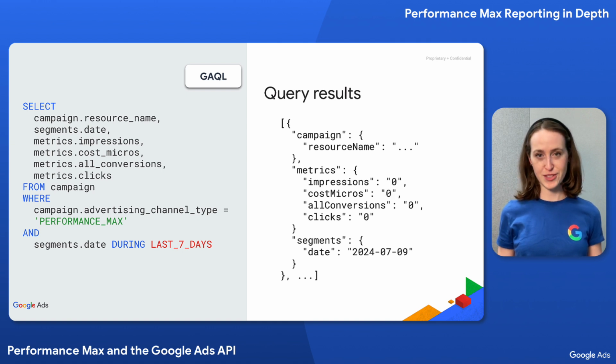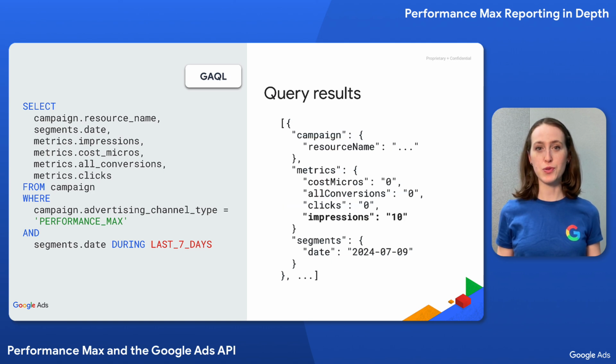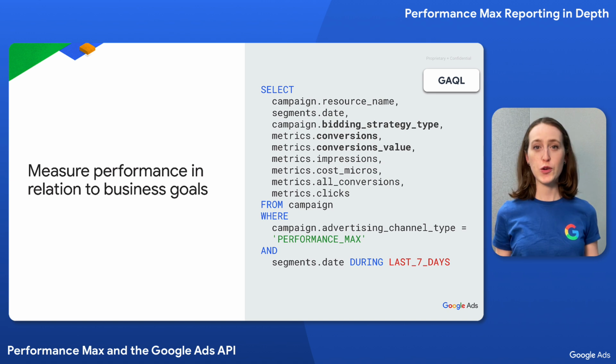For example, suppose my campaign had no impressions, clicks, conversions, or cost for July 9th, 2024. Because all of the selected metrics are 0, this row won't be returned at all. Rows where any of the selected metrics are non-zero will be returned. Returning to our query, I've added a few fields.